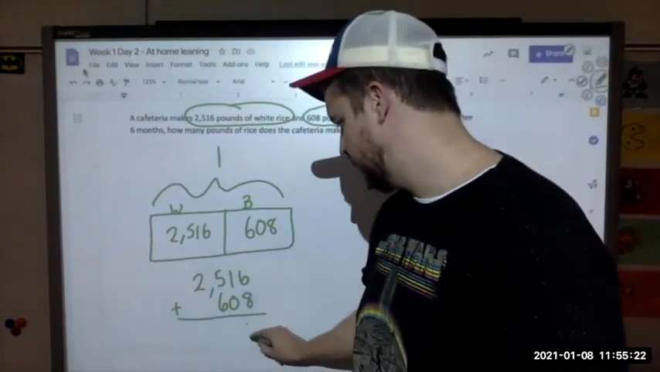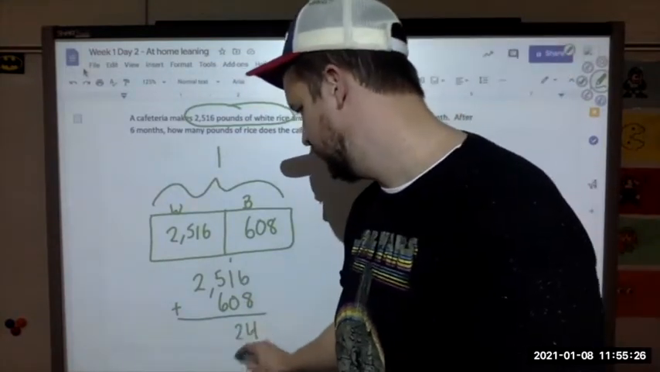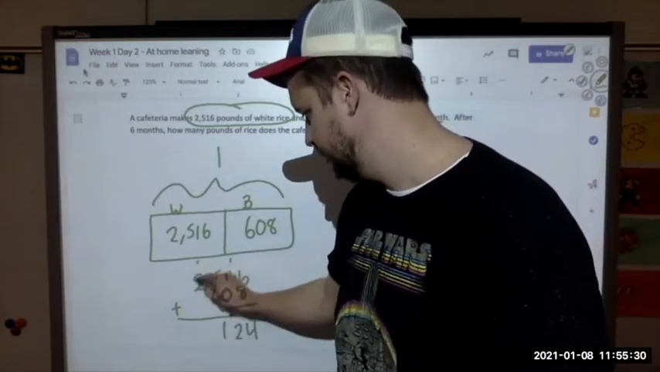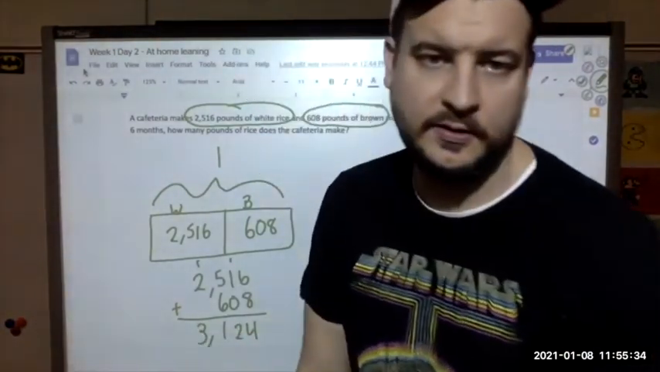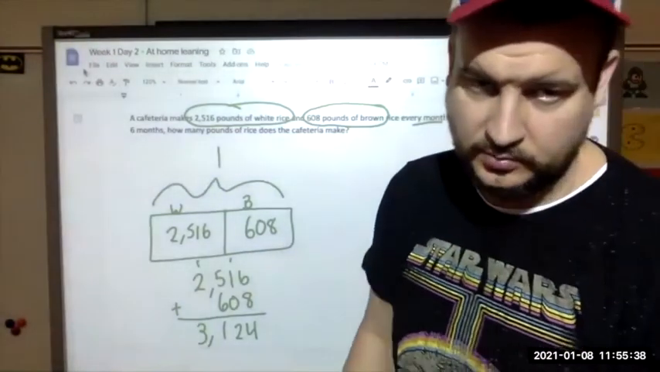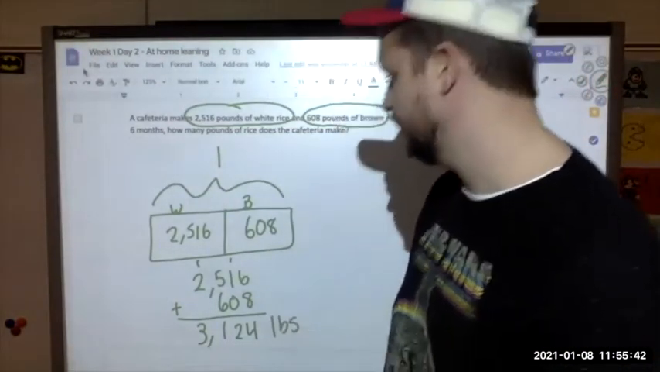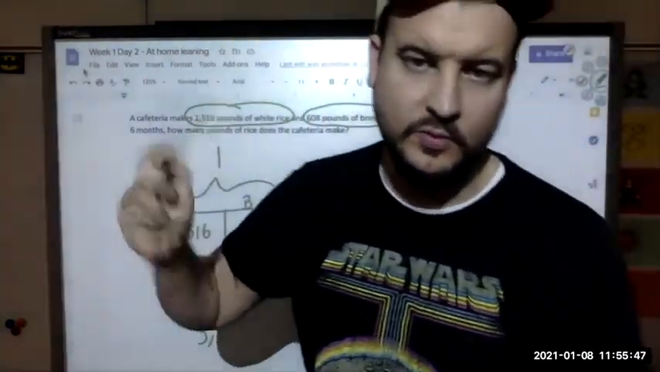8 and 6 is 14. 1 and 1 make 2. 6 and 5 is 11. 2 and 1 make 3. So every month they make 3,124 pounds. Okay, but the question didn't ask what 1 month was.